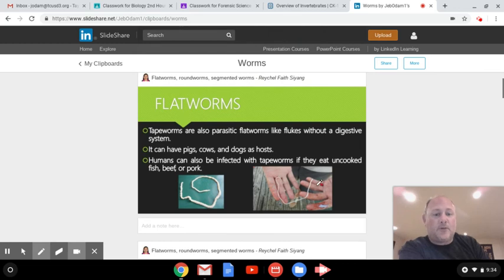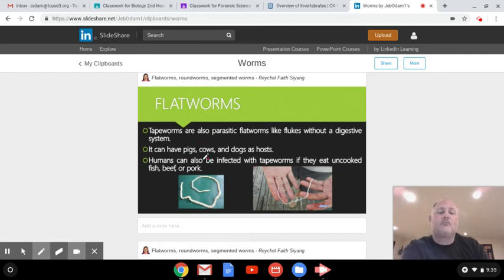This is the one that really freaks people out, the tapeworm. Parasitic flatworms like flukes, but without a digestive system. Pigs, cows, dogs are hosts. Humans can be hosts as well. If you're not cooking your food properly, especially meat and chicken, you're going to run the risk of eating food that's contaminated with flatworms. In a lot of third world countries, a lot of the population has flatworms living inside of them. Other than maybe some diarrhea, some loose stool, they're not that big of a deal, other than the fact that you've got a worm living inside of you.